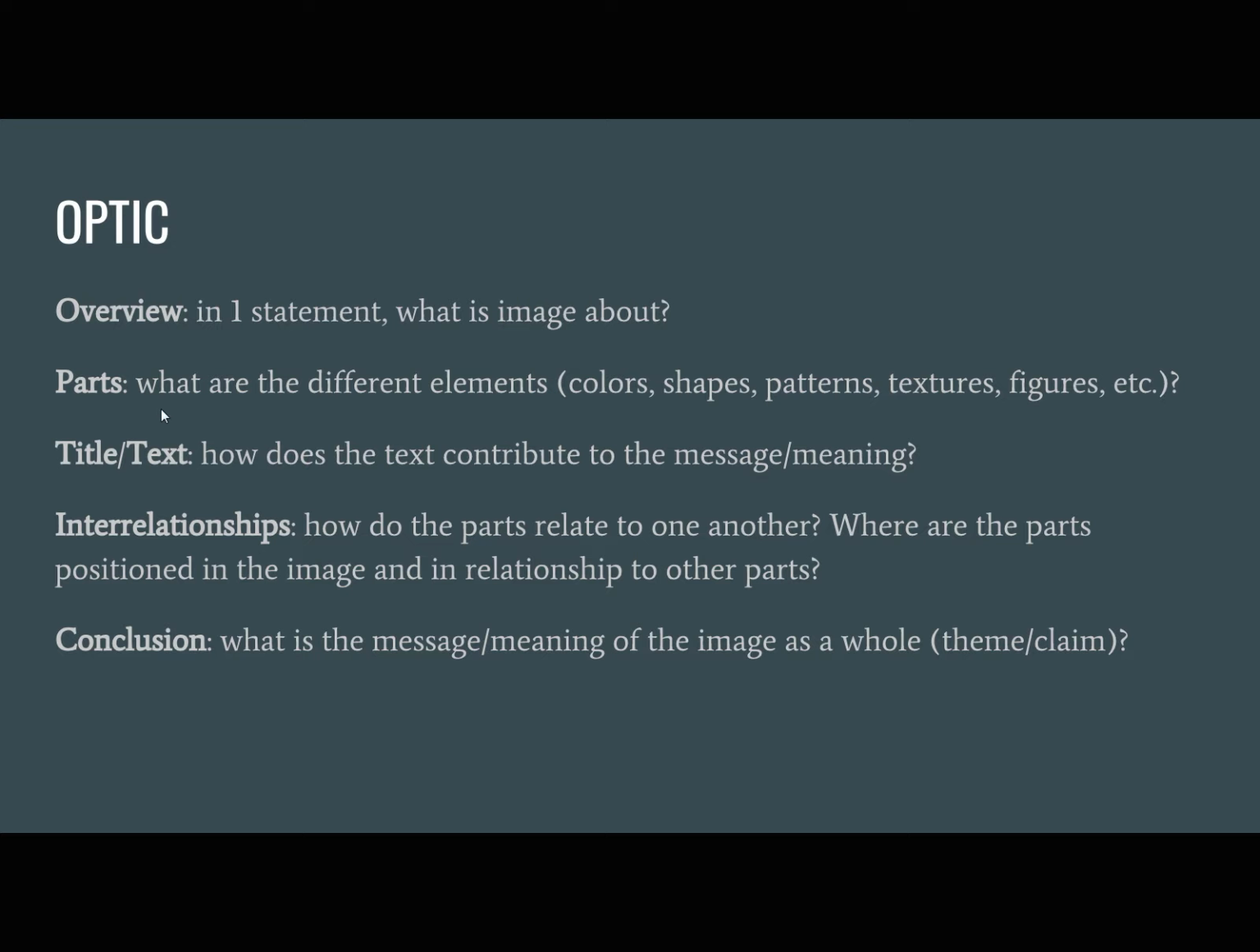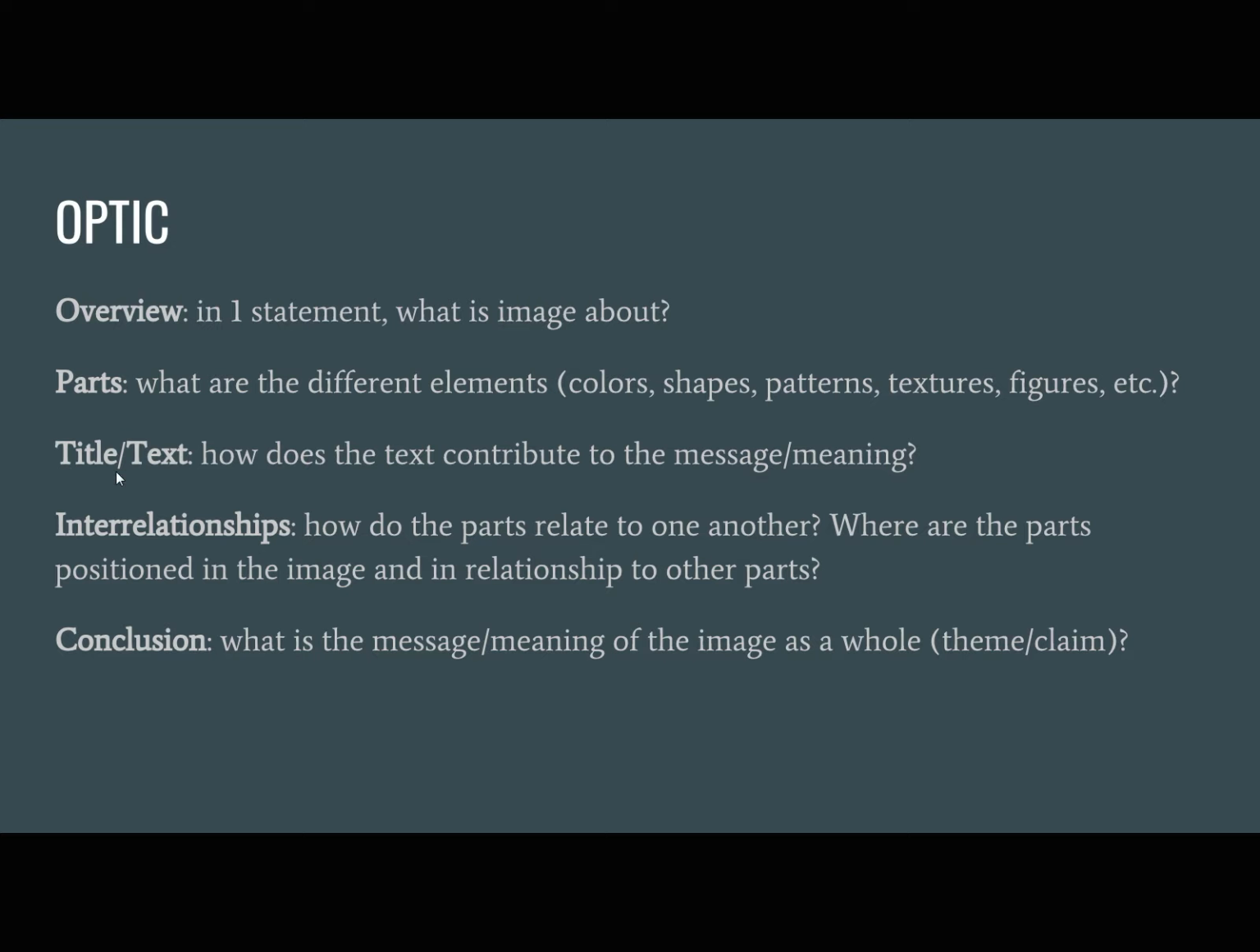For parts, you're going to answer what are the different elements, right? What are the different parts that are there? So colors, shapes, patterns, textures, figures, any kind of symbols, anything like that. And you're just going to list them. You're just going to say, this is there, this is there, this is there. Super simple, level 1 type question.